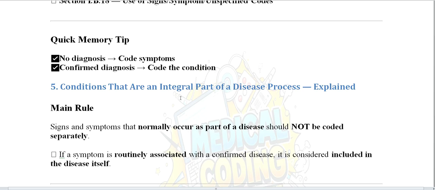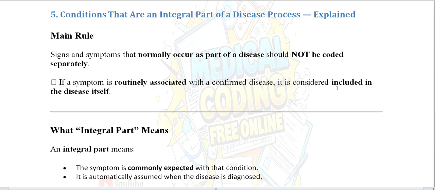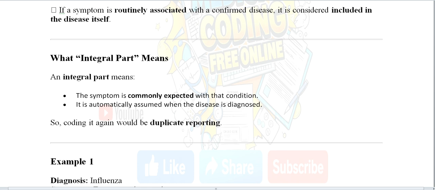So, conditions that are an integral part of the disease process. Main rule: signs and symptoms that normally occur as part of a disease should not be coded separately. If a symptom is routinely associated with a confirmed disease, it is considered included in the disease itself. What does integral part mean? Integral part means the symptom is commonly expected with that condition. It is automatically assumed when the disease is diagnosed. So, coding it again would be duplicate reporting.